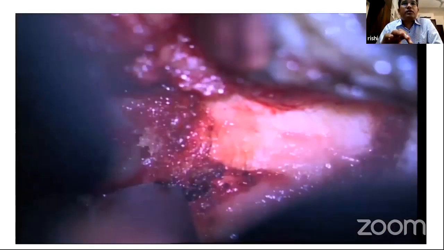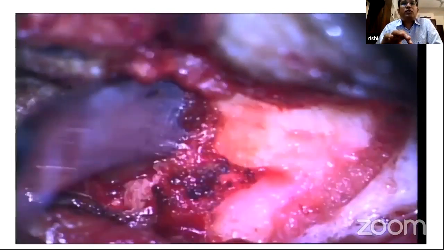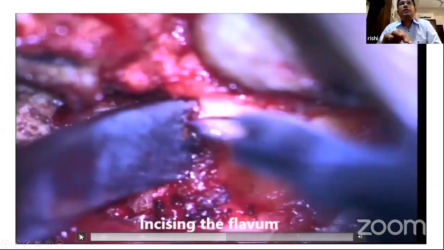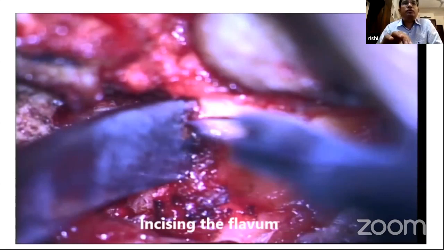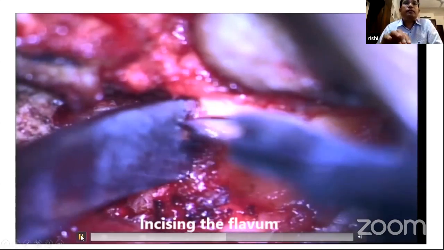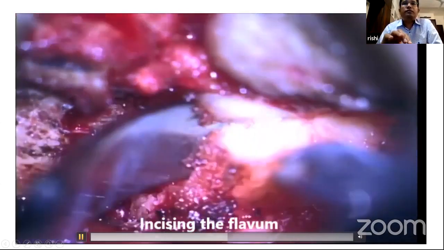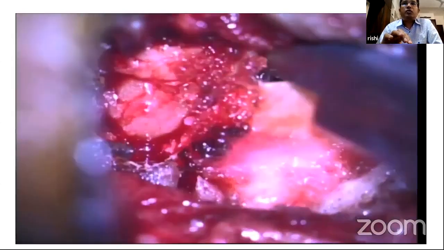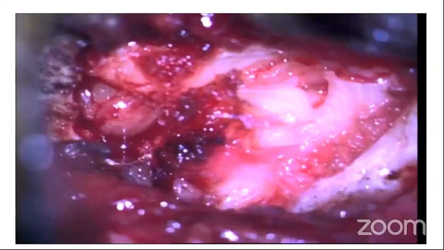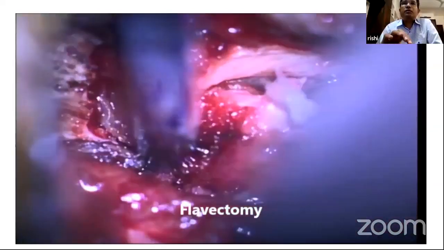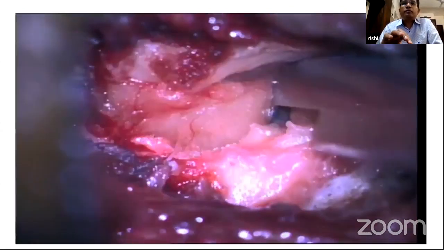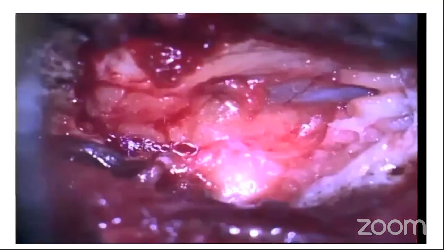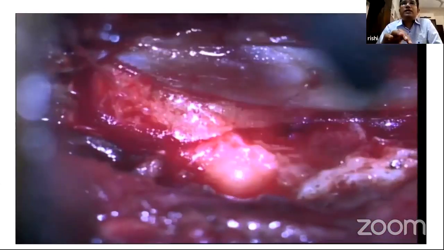Now I pass a structure to protect the thecal sac as I cut the flavum. So I pass, this is the McDonald's or the Freer's elevator. Once it is passed between the ligamentum flavum and the thecal sac, now we can use a knife to cut the flavum. So I am using a knife to cut the flavum. And the rest of the flavum is removed using the upcutters. So as the flavum is cut, we can see the epidural fat coming out. So once the flavum is completely removed, now we can see the thecal sac bulging.